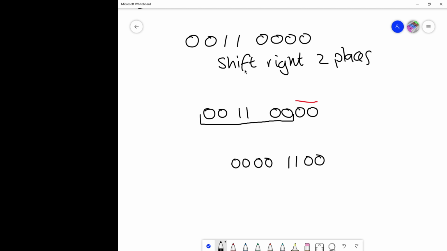Now we can check this. What number is that originally? Can anyone just read it? Not 43, 48. So this one's 48. What's this number? 12. What was the effect of shifting right 2 places? Divide by 2 twice. So divide by 4. So that was divide by 4.